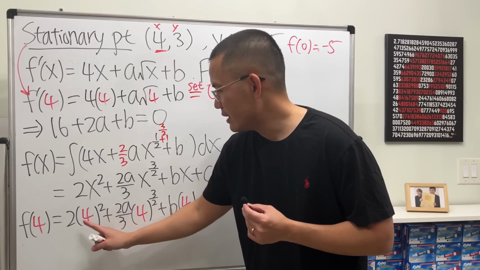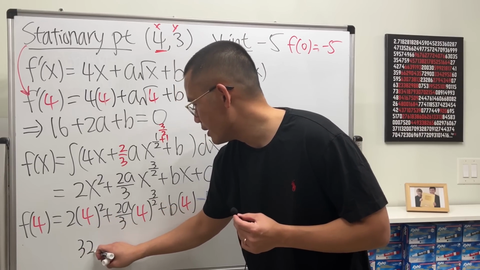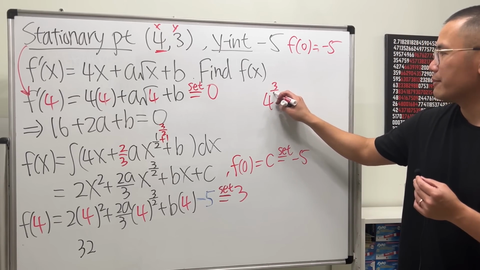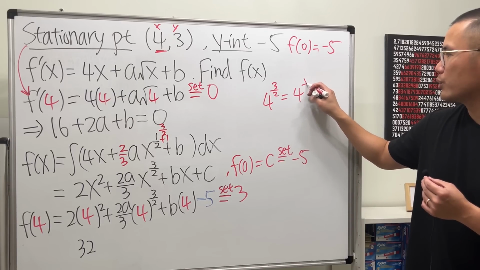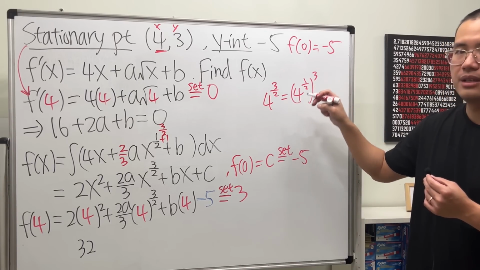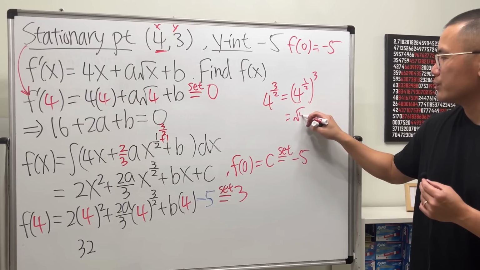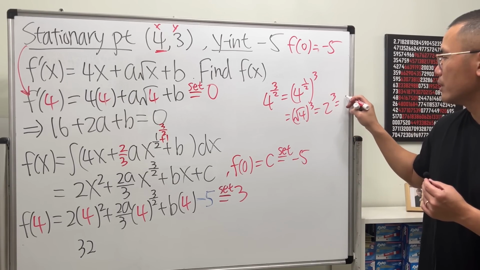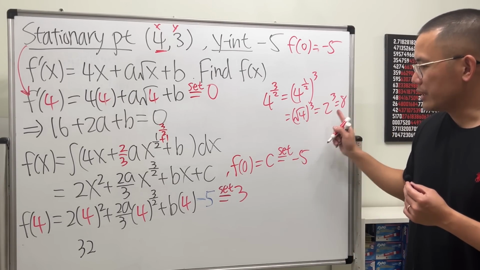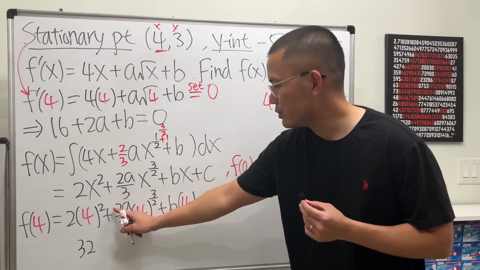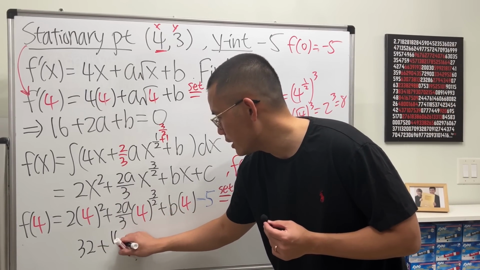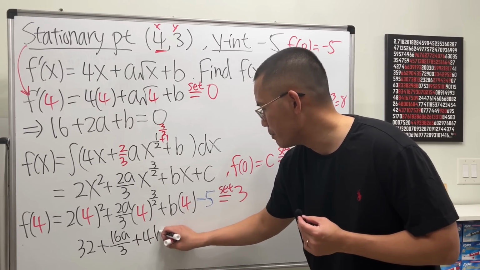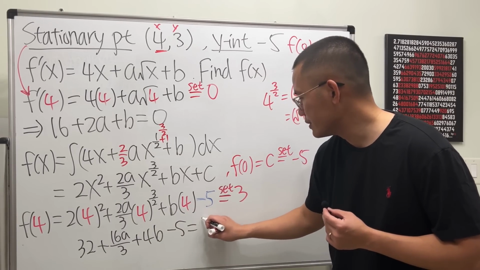This is 16 times 2 is 32. Okay, for this, I'm going to do it on the side for you guys. 4 to the 3/2 power, which is the same as 4 to the 1/2, and then to the third. 1/2 power is the square root. And the square root of 4 is 2, to the third power, and we get 8. So we take 8 times 2, which is 16. And then plus 4b, and then minus 5 equals 3.